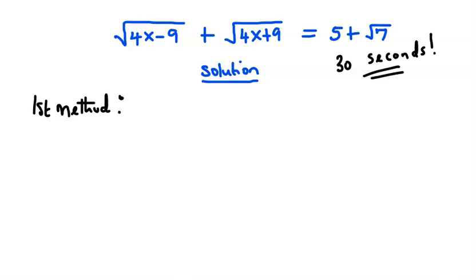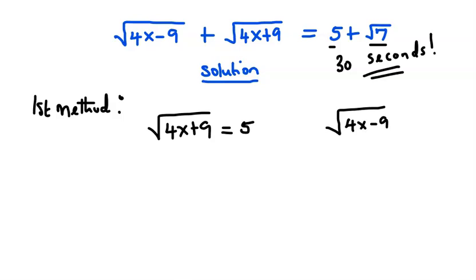Now look at the right hand side of that equation. We have 5 plus root of 7. We assume that one of these radicals is equal to 5 and the other is equal to root 7. If the two different equations give us the same value for x, it means that that is the right answer. So let us assume that the one with plus 9 is equal to 5. So we have the square root of 4x plus 9 is equal to 5, and let's assume that the other one, the square root of 4x minus 9, will now be equal to square root of 7.